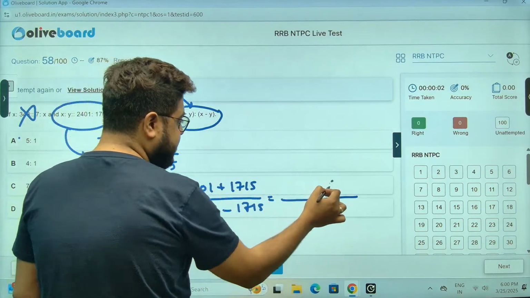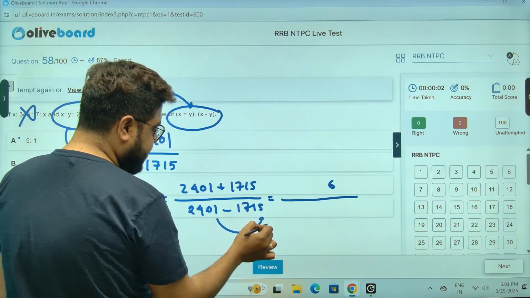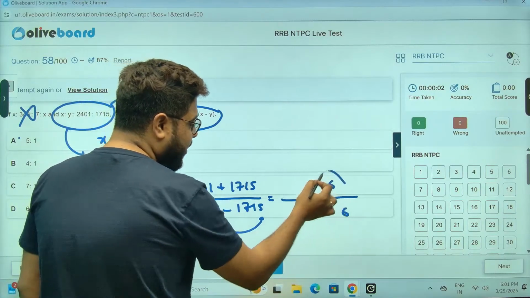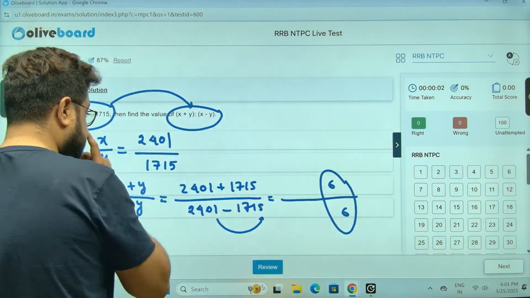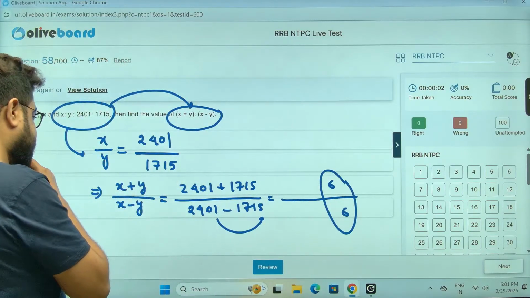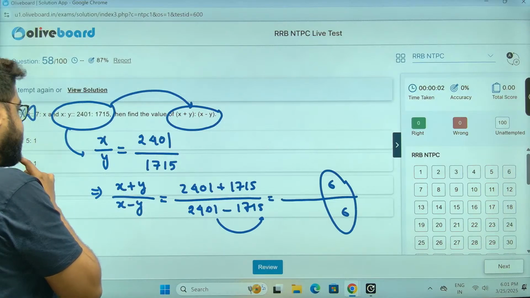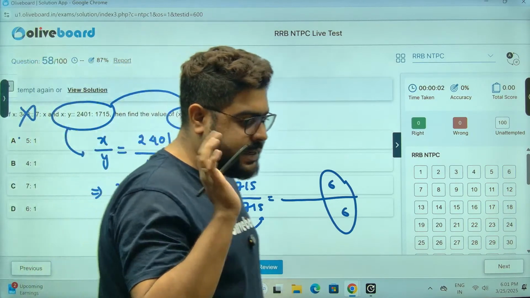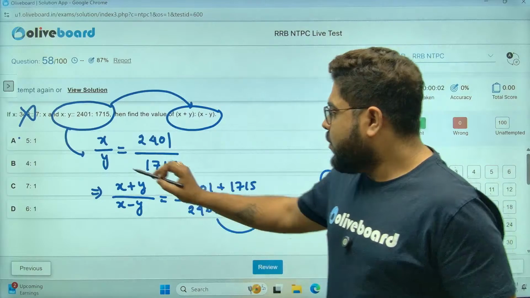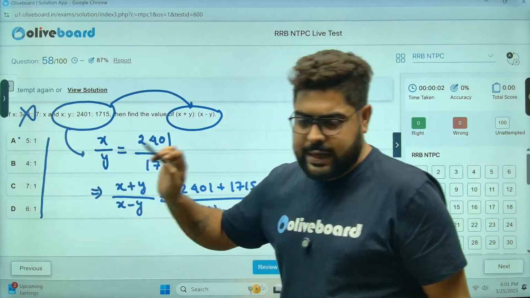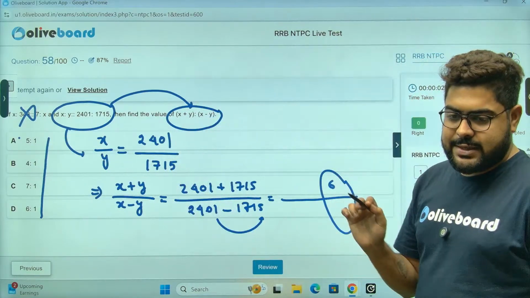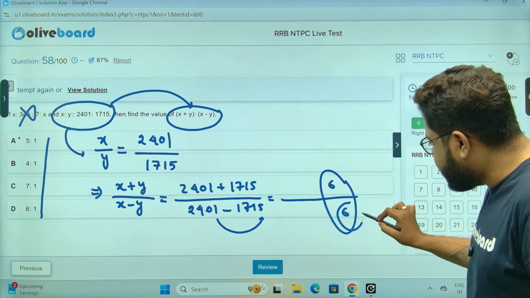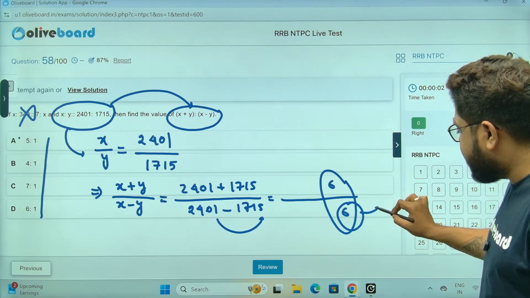Sir, the unit digit is 6 here, and the unit digit is also 6 here. Achha, sorry, 1 second. 6 4s are 24. Please understand this. Check the options: 5:1, 4:1, like this type. It is to 1 always. The denominator is 6, so that means this is 1, sir.